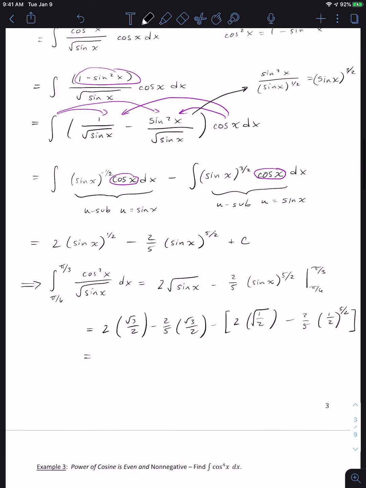So that's my final answer here. We can simplify it a little bit. This looks like radical 3 minus radical 3 over 5, minus, here I would get 2 over radical 2, which is equal to just plain old radical 2, and then plus 2/5 times 1/2 to the 5/2 power.